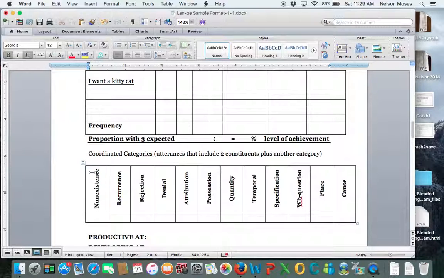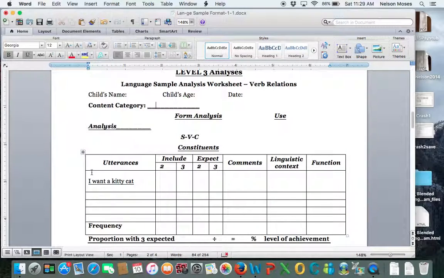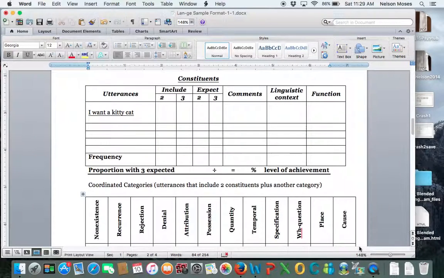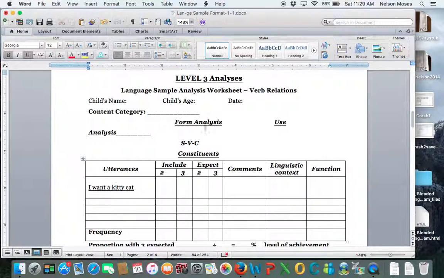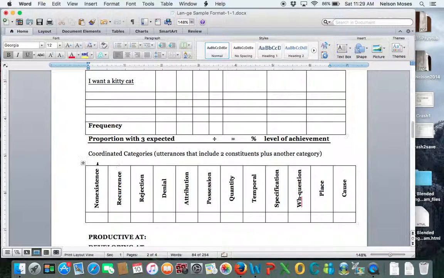The question is, and I kind of gave it away here, what's the difference between the content category on the top and the content categories on the bottom? The content category on the top will be the verb relation content category of the sentence that you are analyzing. The content categories on the bottom are already labeled coordinated.